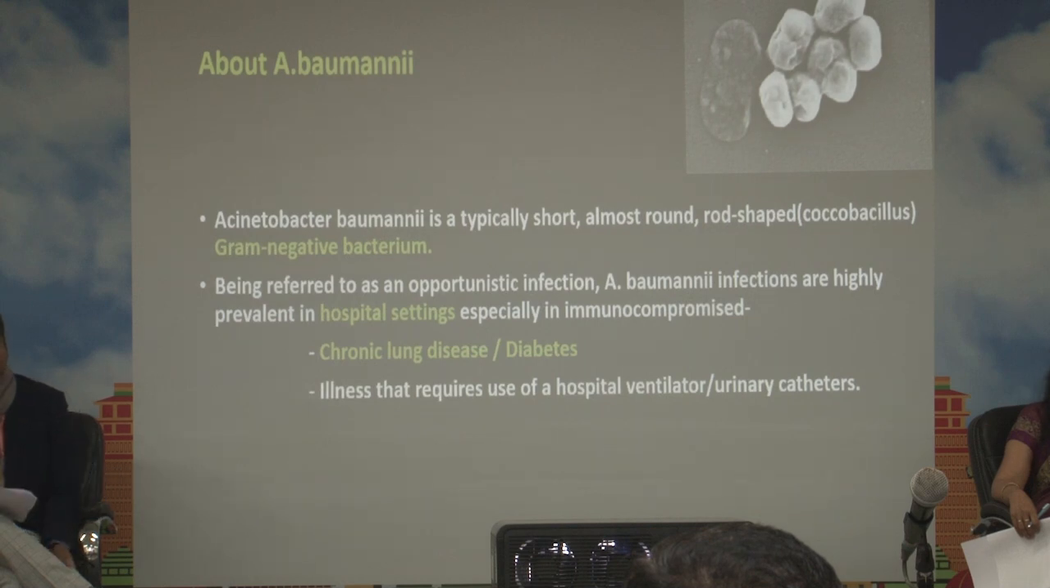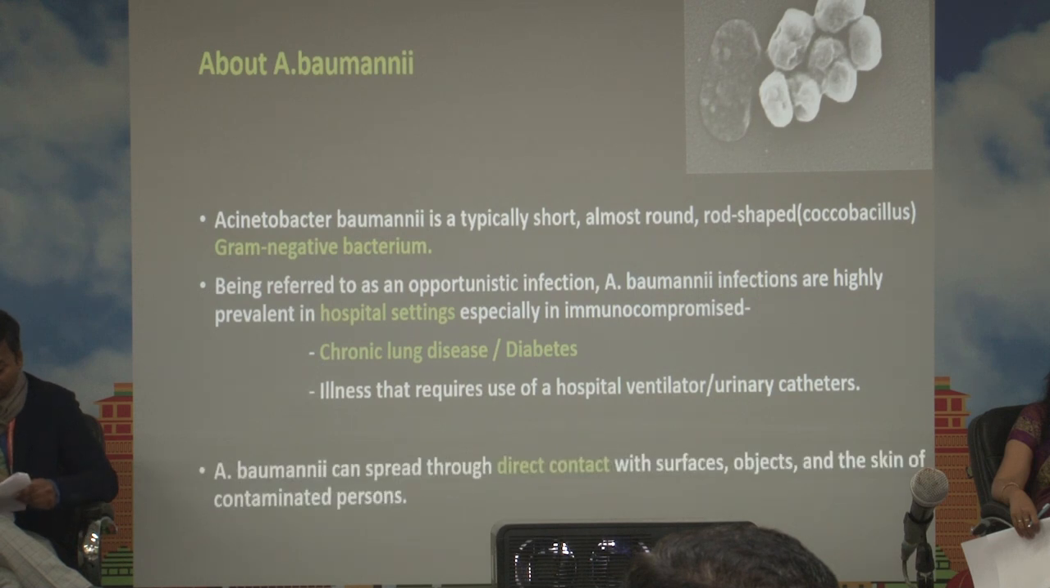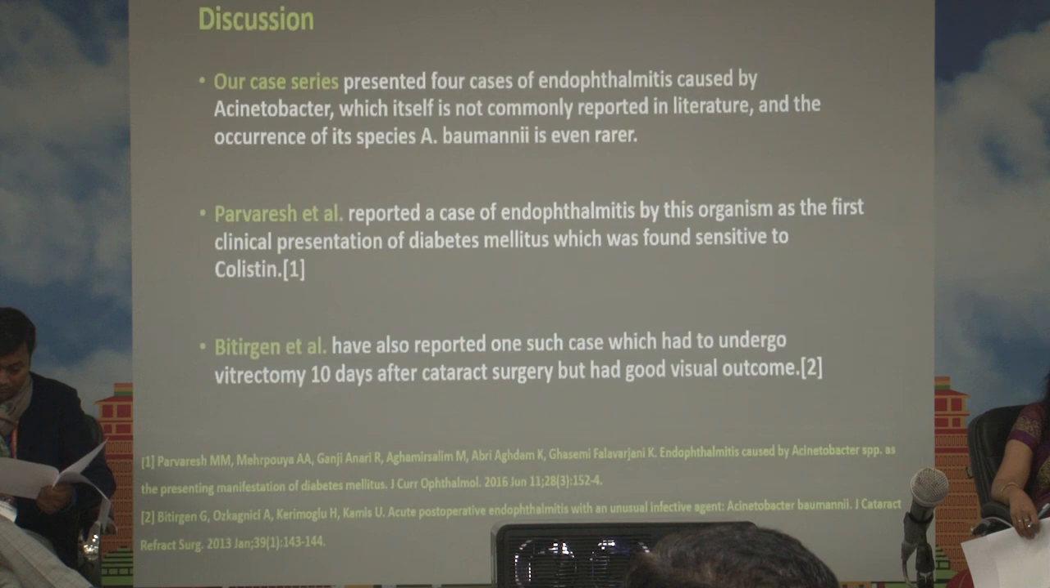Acinetobacter baumannii is a gram-negative bacterium. It is prevalent in hospital settings, especially in immunocompromised, chronic lung disease and diabetic patients. It is spread through direct contact with surfaces, objects, and the skin of contaminated persons. Our case series presented four cases of endophthalmitis caused by Acinetobacter, which itself is not commonly reported in literature, and the occurrence of its species A. baumannii is even rarer.